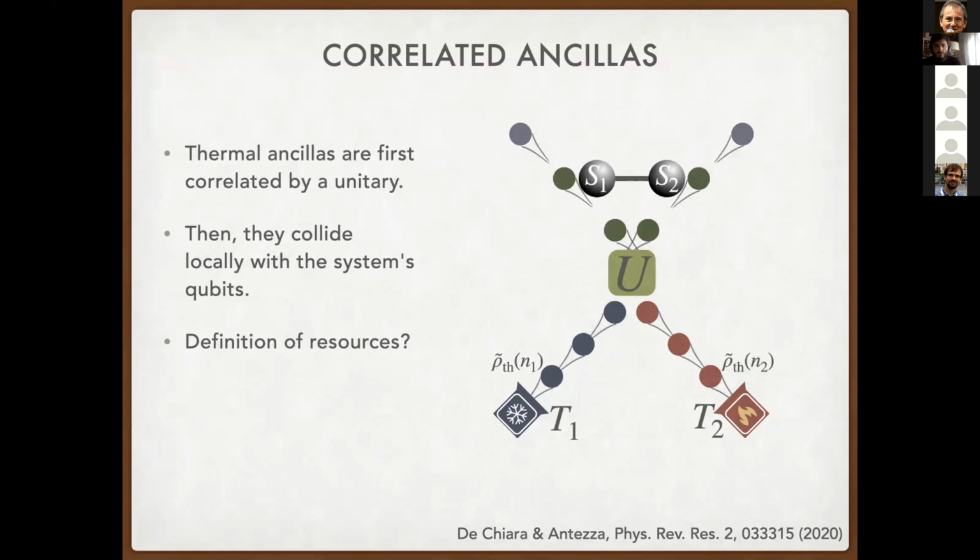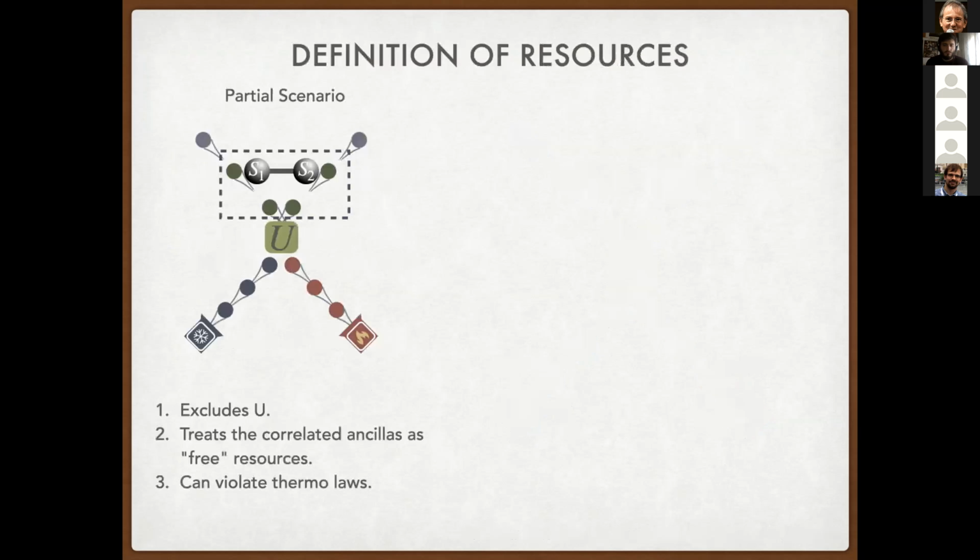So first of all, I'm going to define resources for this case. We're going to see two scenarios for this. And the second question that I'm going to address is the effects of quantum or classical correlations in the heat transport and performance of thermal machines made with these correlated environments.